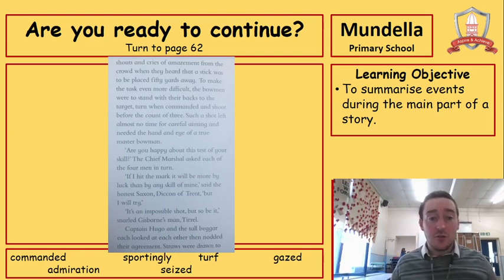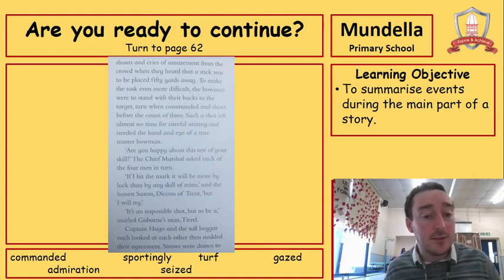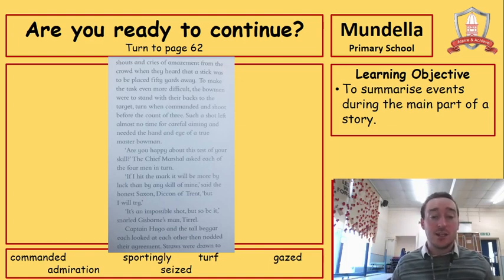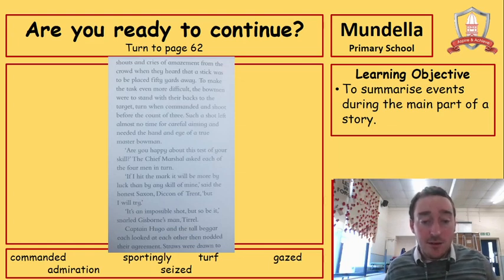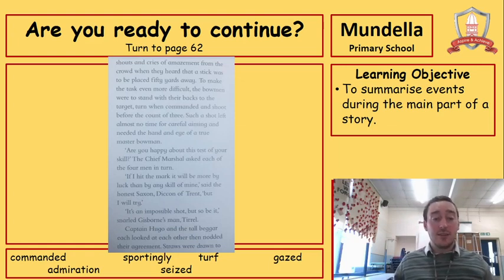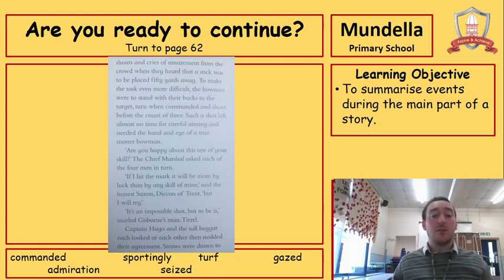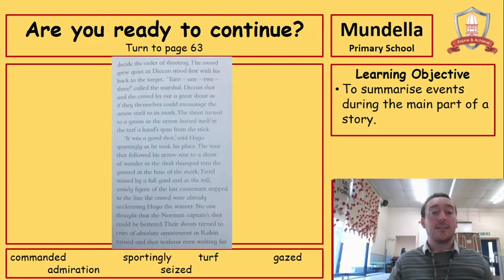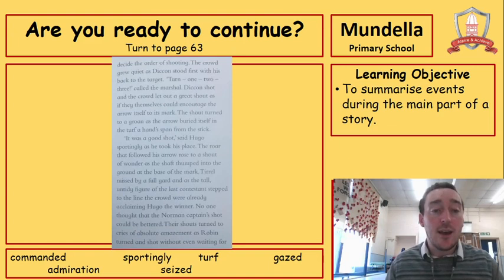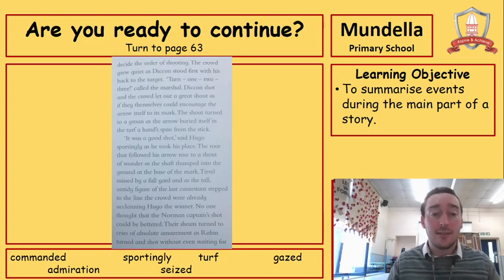Such a shot left almost no time for careful aiming, and needed the hand and eye of a true master bowman. "Are you happy about this test of your skill?" the chief marshal asked each of the 4 men in turn. "If I hit the mark, it will be more by luck than any skill of mine," said the honest Saxon, Dickon of Trent, "but I will try." "It's an impossible shot, but so be it," snarled Gisborne's man, Tyrrell. Captain Hugo and the tall beggar looked at each other, then nodded their agreement. Straws were drawn to decide the order of shooting. The crowd grew quiet as Dickon stood first with his back to the target. "Turn!"